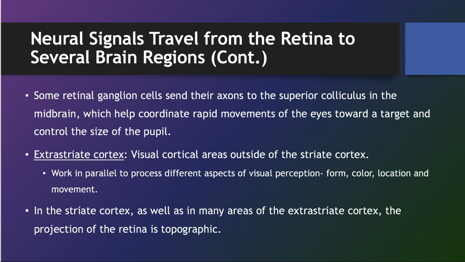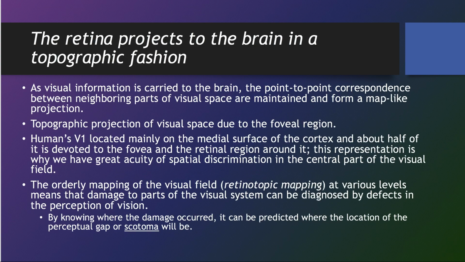In the striate cortex, as well as many other areas of the extrastriate cortex, the projection of the retina is topographic. The retina projects to the brain in a topographic fashion. As visual information is carried to the brain, the point-to-point correspondence between neighboring parts of the visual space is maintained and forms a map-like projection. Topographic projection of visual space is dominated by the foveal region. Humans' V1 is located mainly on the medial surface of the cortex, and about half of it is devoted to the fovea and the retinal region around it.